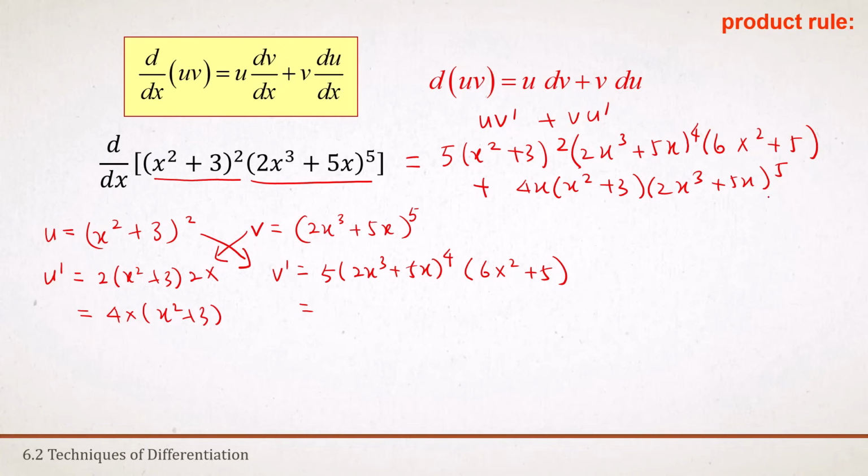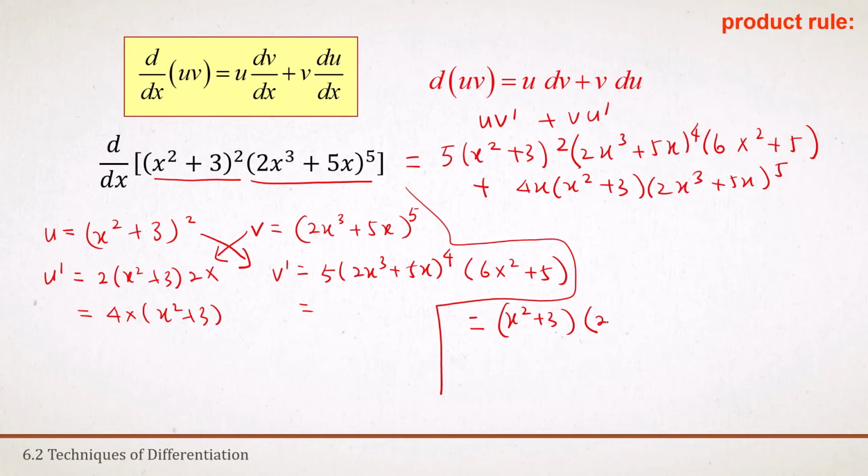And you cannot stop here because there are so many things in common. So what you need to do is take out the common factor. What are the common factors here? If you look at it, this is a 5, this is 4, there's no common factor. And over here there is an x, over here there's no x, so that's settled. But I have x squared plus 3 in both, so I factor out x squared plus 3. After that, this one is a 5, this one is a 4. So I factor out 2x cubed plus 5x power of 4.